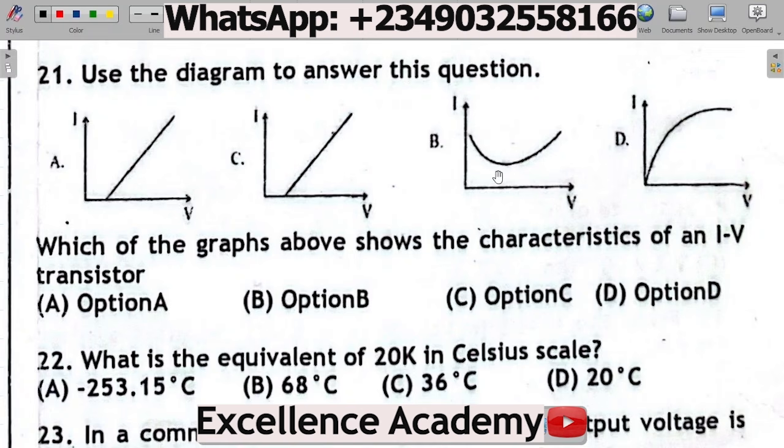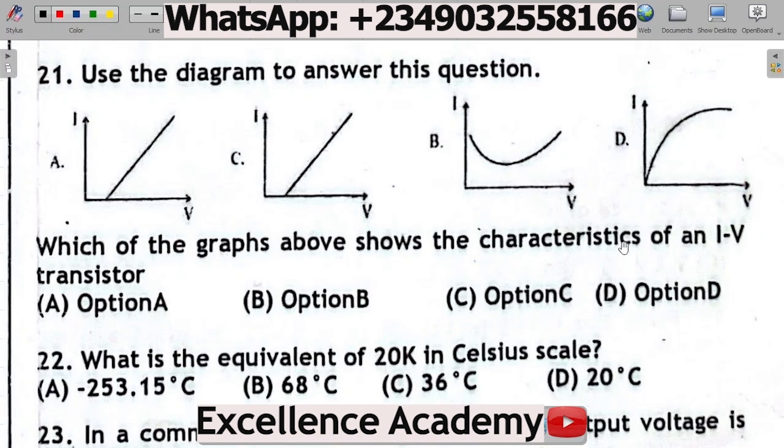Now, what you want to know about the characteristics of a current voltage transistor is that the first thing there is that there is rapid rise. So for an IV, there's usually rapid rise, which means that the curve starts with an exponential growth and then it levels off.